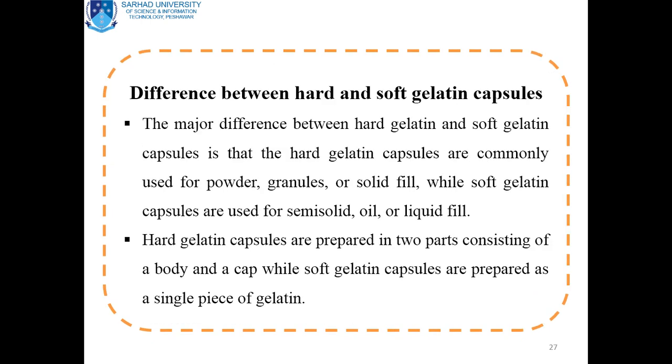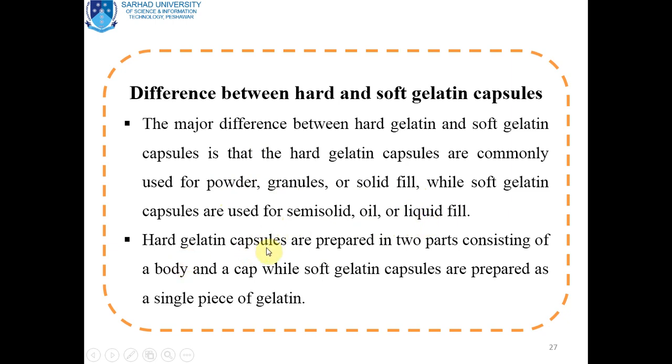Now, the difference between hard and soft gelatin capsules. There are a number of differences, and the major difference is that hard gelatin capsules are commonly used for powders, granules or solid fill, while soft gelatin capsules are used for semi-solid, oil or liquid fill, which the hard one is not used for. So that is one of the differences: by using the hard gelatin capsule, powder, granules or solid can be filled. By using the soft gelatin capsule, semi-solid, oil or liquid can be filled.